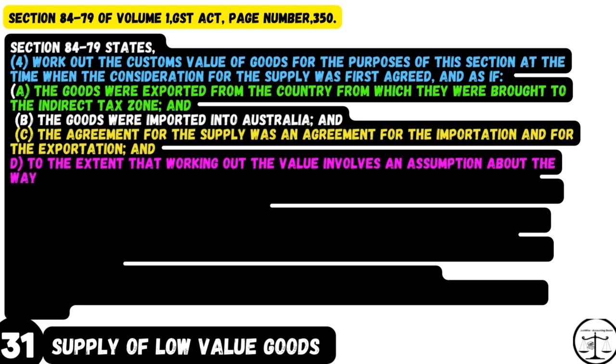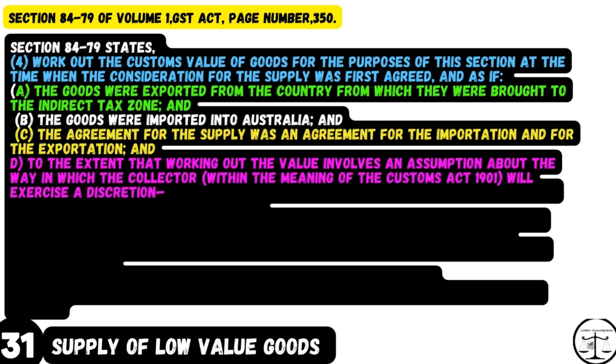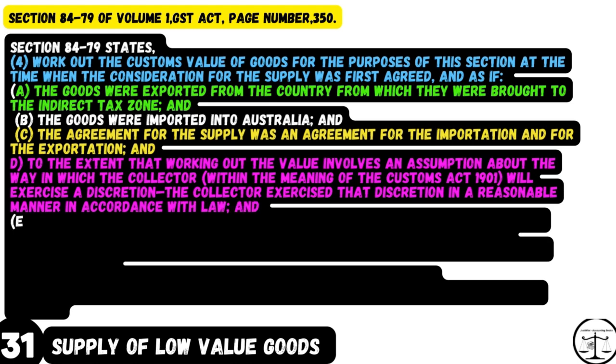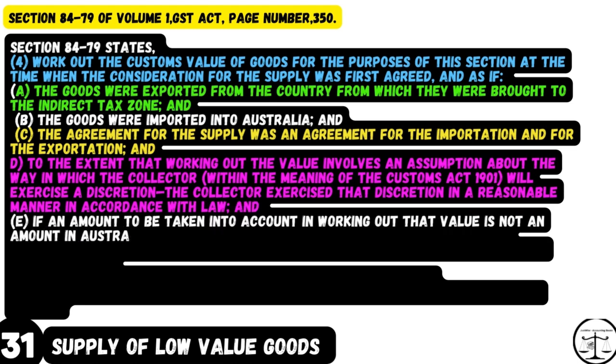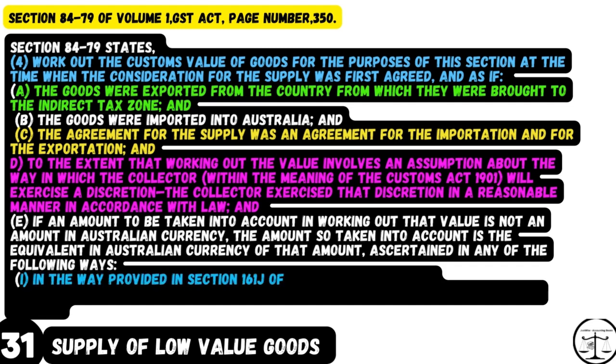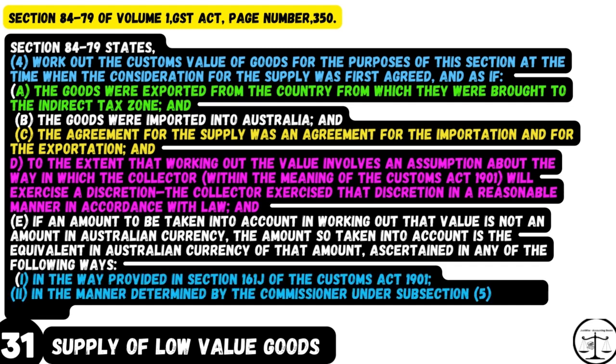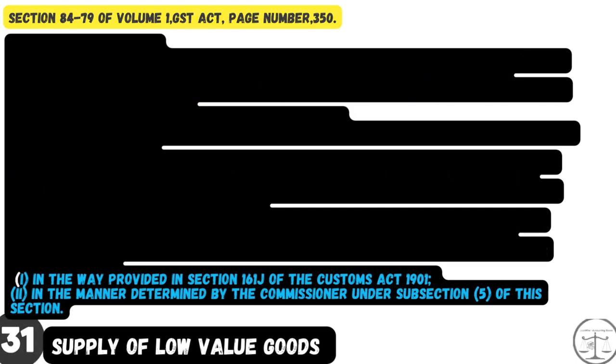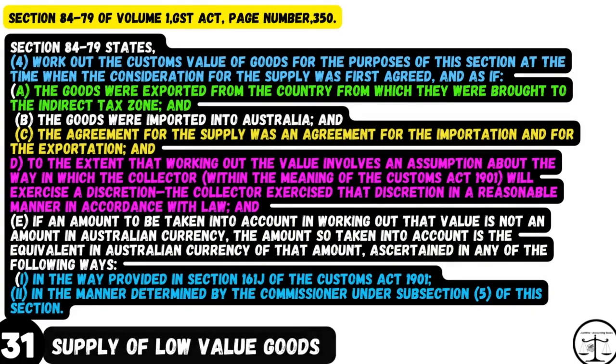A. The goods were exported from the country from which they were brought to the indirect tax zone, and B. The goods were imported into Australia, and C. The agreement for the supply was an agreement for the importation and for the exportation, and D. To the extent that working out the value involves an assumption about the way in which the collector, within the meaning of the Customs Act 1901, will exercise a discretion, the collector exercises that discretion in a reasonable manner in accordance with law, and E.